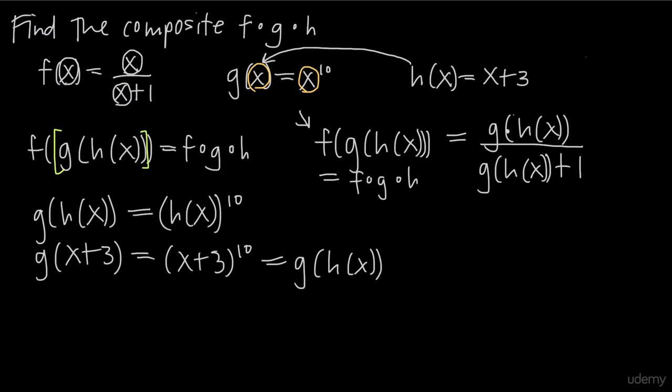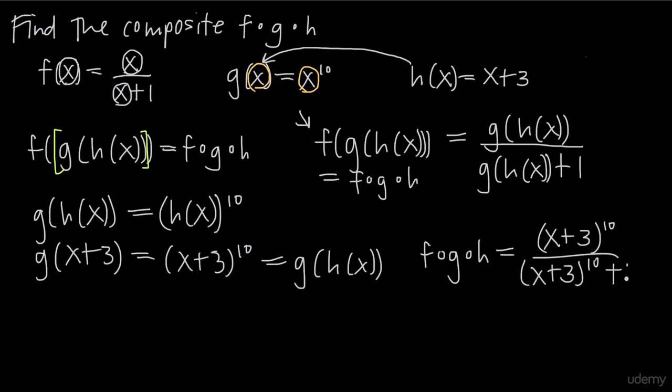But of course, we don't want this funky notation over here on the right-hand side. We want the actual value. So we're going to take x plus 3 to the 10th, since that's g of h of x, and replace g of h of x with just x plus 3 to the 10th. So what we're going to get is f circle g circle h is going to be equal to x plus 3 to the 10th in the numerator, and then in the denominator, x plus 3 to the 10th plus 1. And this is the composite f circle g circle h, which we found by taking h of x, plugging it into g of x, and then taking that result and plugging it into f of x.